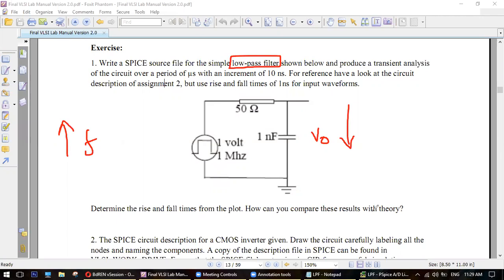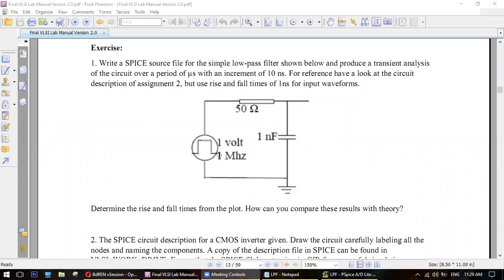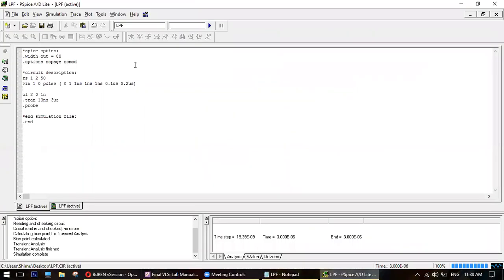Did you understand what I have said? Low pass filter means if I increase the frequency, your output will be what? Smaller. Decrease. Okay, so let's check. Let's try. It is 1 megahertz. Now I want to check 5 megahertz. This is 5 megahertz, 0.1 and 0.2 microsecond. So if I do that, you will see.